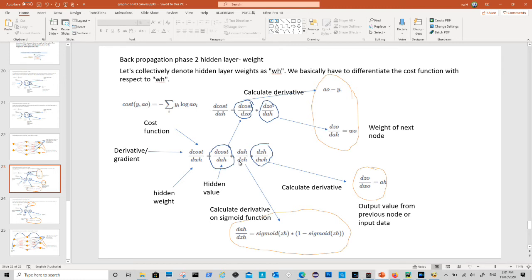The first part on the right can be broken into the multiply of the difference between current and target values and the weight of the next node. The second part on the right is the derivative of the sigmoid function. And the third part on the right is equal to the previous node output value.